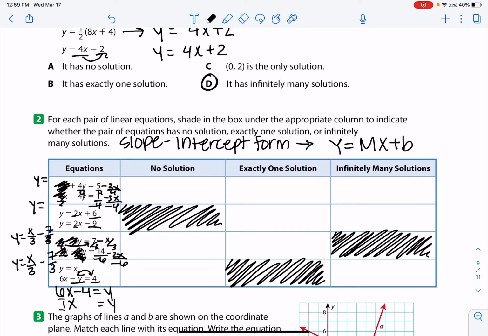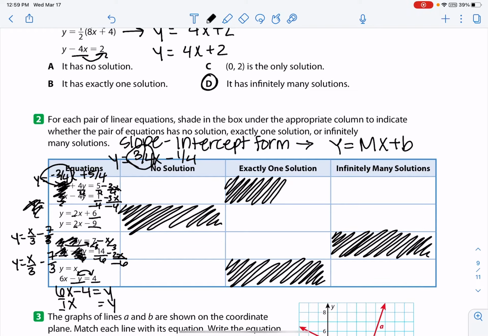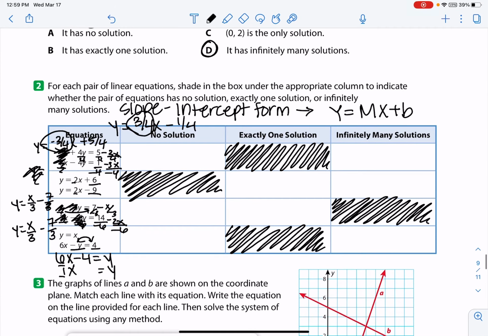So for the top equation, y is going to be equal to -3/4 x plus 5/4, and the bottom, I'll write that over here. The bottom one, I've got y equals 3/4 x, so that's positive 3/4 x minus 1/4. If you notice, I've got different slopes, and as soon as I see I have different slopes, that is exactly one solution. And I'm done with this problem. I know I was kind of all over the place, but I just do them in different orders.